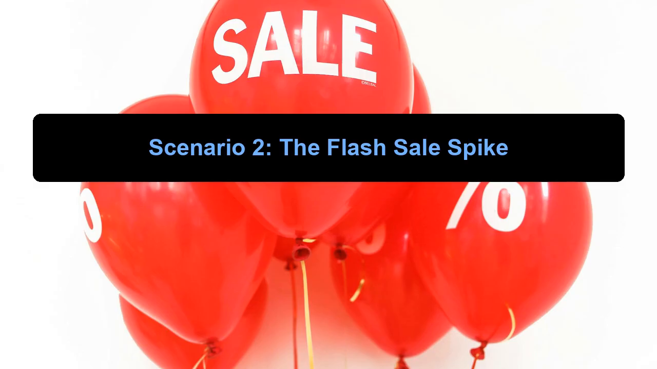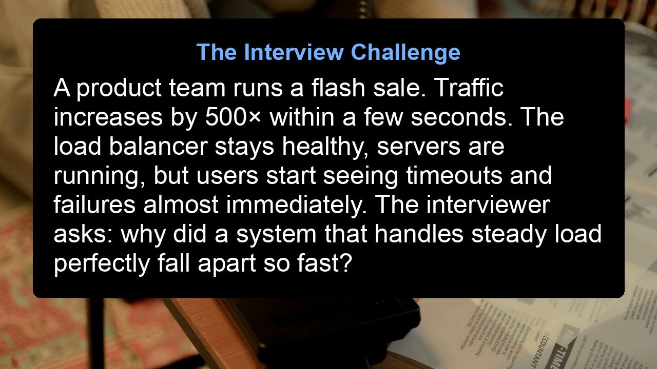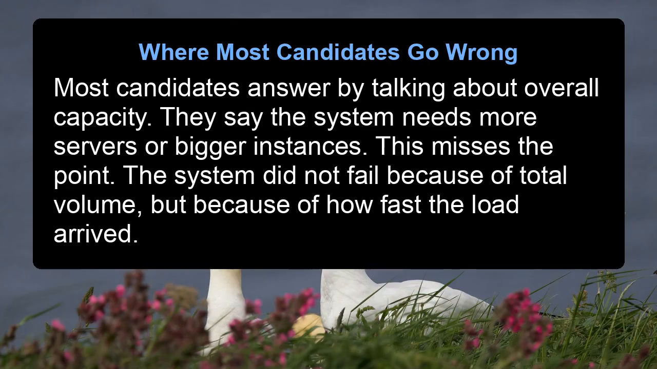Scenario 2, the flash sale spike. The interview challenge. A product team runs a flash sale. Traffic increases by 500 times within a few seconds. The load balancer stays healthy, servers are running, but users start seeing timeouts and failures almost immediately. The interviewer asks, why did a system that handles steady load perfectly fall apart so fast? Where most candidates go wrong. Most candidates answer by talking about overall capacity.